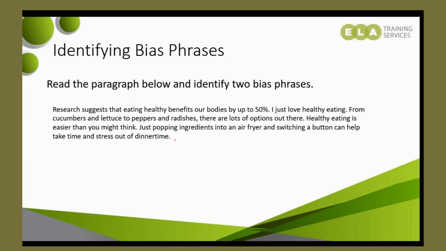Research suggests that eating healthily benefits our bodies by up to 50%. I just love healthy eating. From cucumbers and lettuce to peppers and radishes, there are lots of options out there. Healthy eating is easier than you might think. Just popping ingredients in an air fryer and switching the button can help take time and stress out of dinner time.